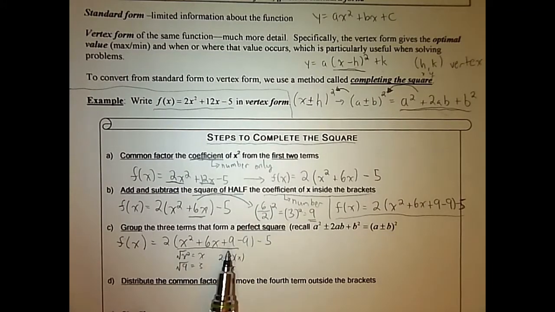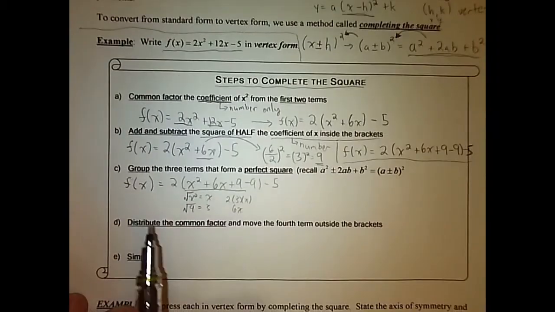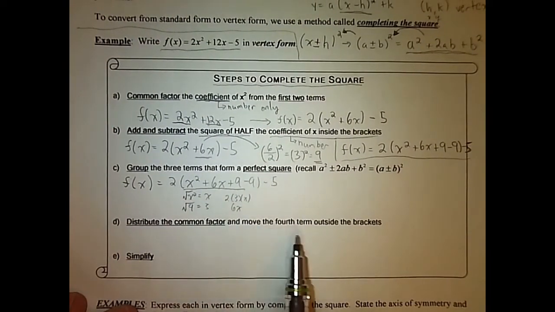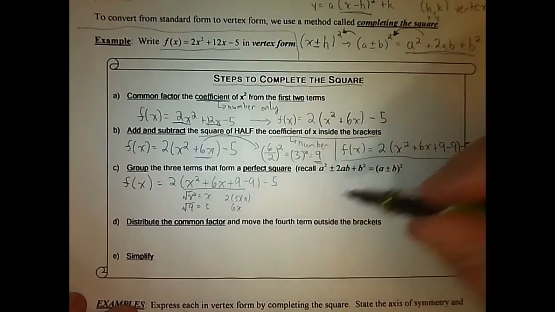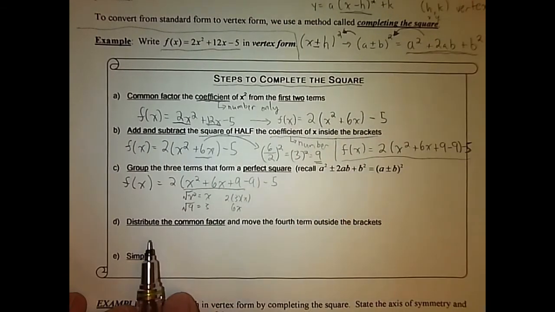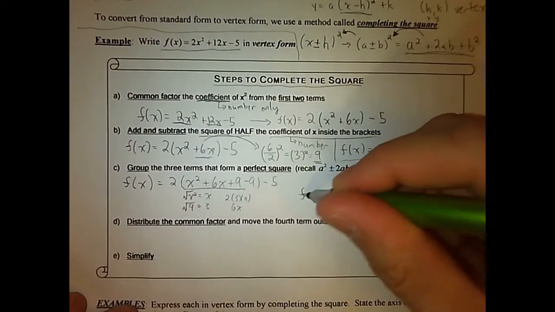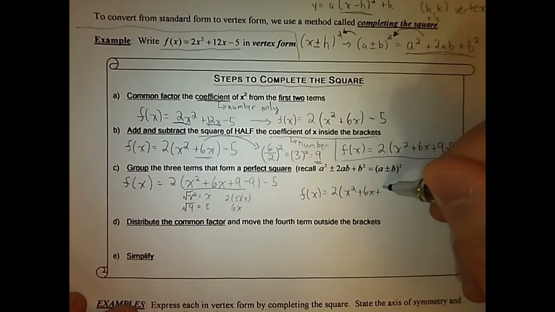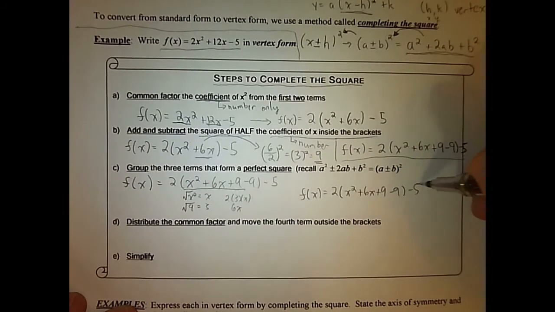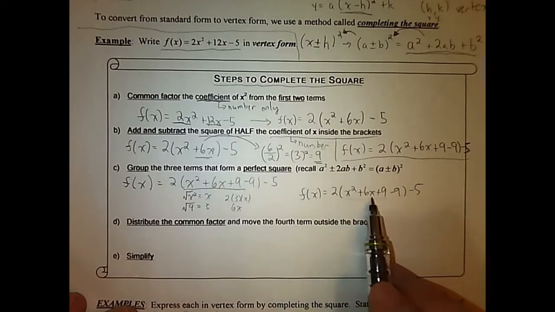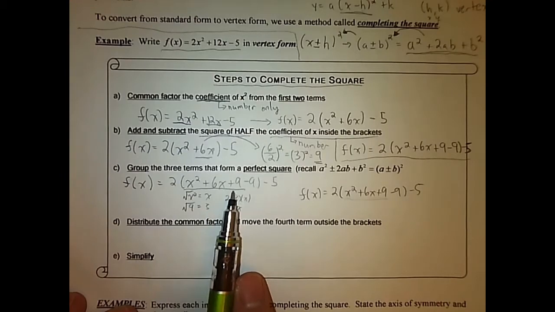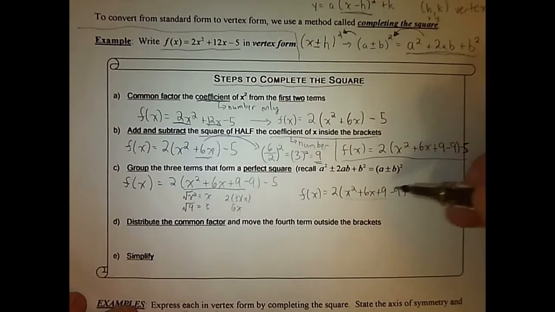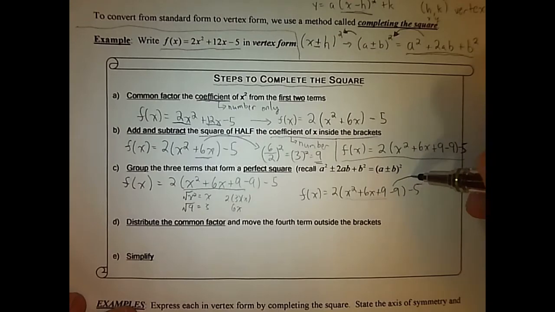So after we have this, we notice we still have this part inside the brackets that doesn't really need to be there. So what we're going to do, for part D here, is distribute the common factor and move the 4th term outside the brackets. So I'm just going to show that up here, then I'll put the final thing down here. So we have f of x is equal to 2x squared plus 6x plus 9 minus 9 minus 5. I want this by itself, because that is our perfect square, which makes us put it into this form. So I want to get this negative 9 out.